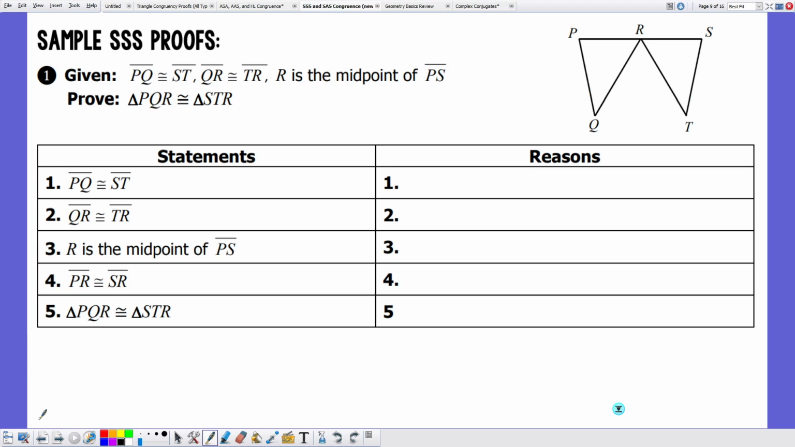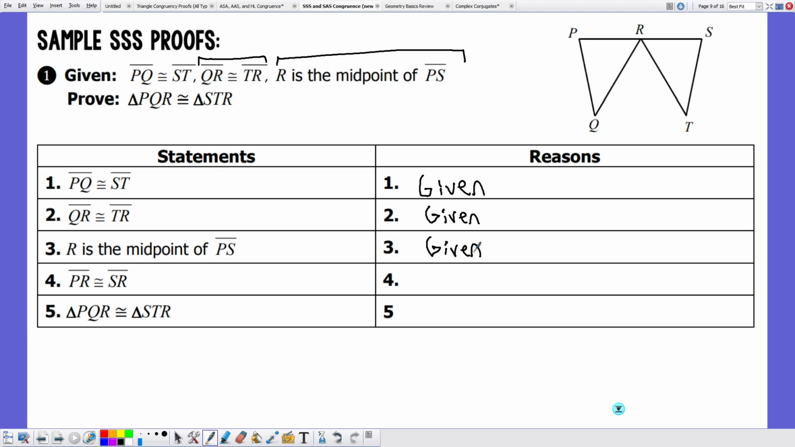So let's see what this looks like. We have two triangles as seen in the diagram. Our given is that PQ is congruent to ST. So on our first statement, we could put that as a reason. Usually the first reason is always given. Another given is that QR is congruent to TR. So QR is congruent to TR, that's also given. And that R is the midpoint of PS. That's our third given. So already most of the proof is filled out for us.